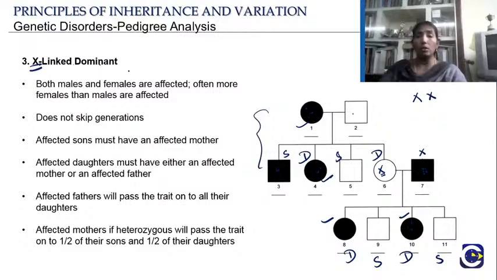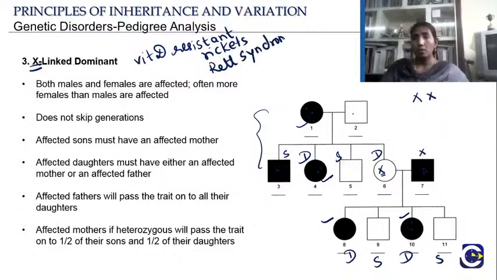So this is where you need to understand about X-linked dominant. Conditions like vitamin D resistant rickets or Rett syndrome are examples. It is always a male who will pass the trait to his daughters and none of his sons. That is one big clue. So the father will pass to the daughters and not to his sons.